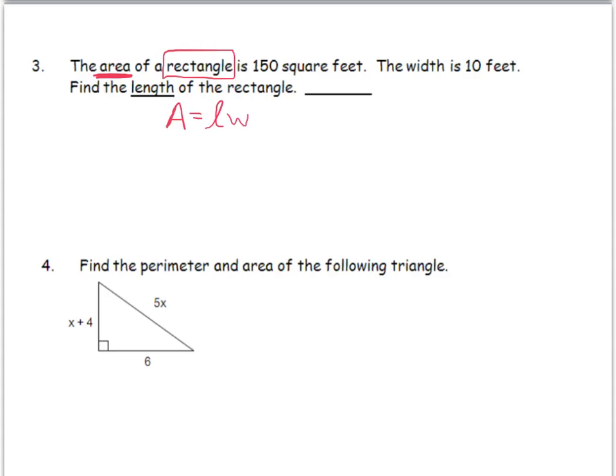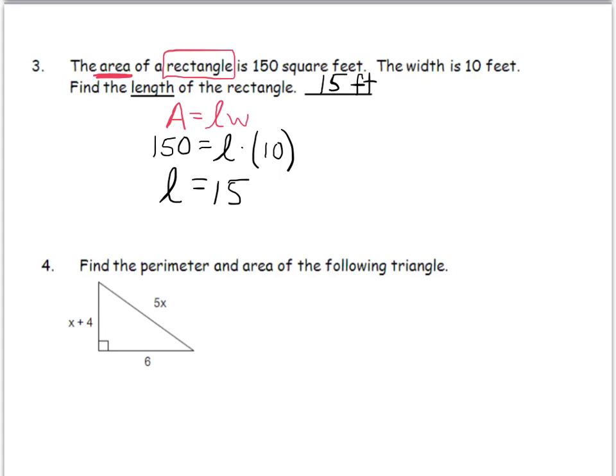So the next thing we're going to do is throw what we know in. The area was 150, so we're going to throw that in: 150 square feet. They also told me the width was 10, so I throw that in there, which means my variable left over is the L, because I need to find out what the length is. So we're going to have L times 10. Solving this, we end up getting the length is 15. So we have 15, and since it's a length, it's just going to end up being feet, not feet squared.